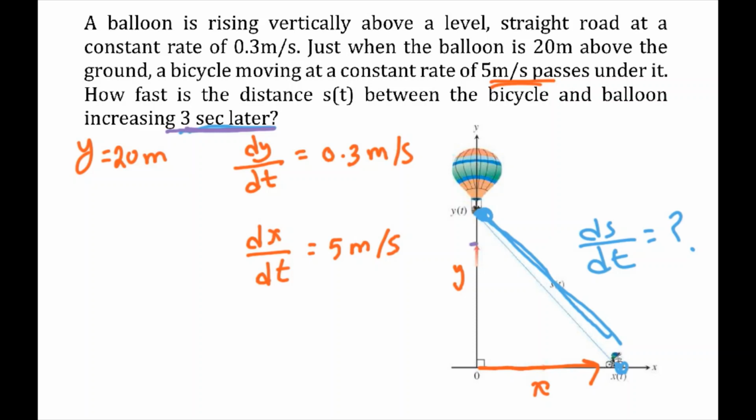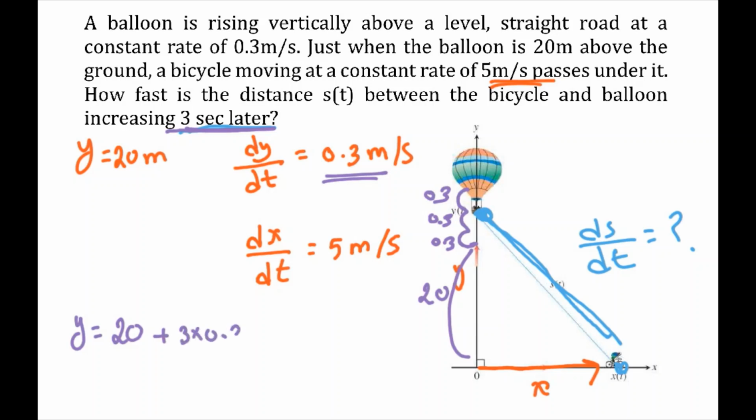Y at the beginning was at 20. After 3 seconds, what happened? It's increasing, right? The rate of increasing is 0.3. So it's increasing by 0.3, by 0.3, by 0.3. So that's y. My new y will be equal to 20 initially plus 3 multiply 0.3, which is 0.3 plus 0.3 plus 0.3. That's going to be equal to 20.9 meters.